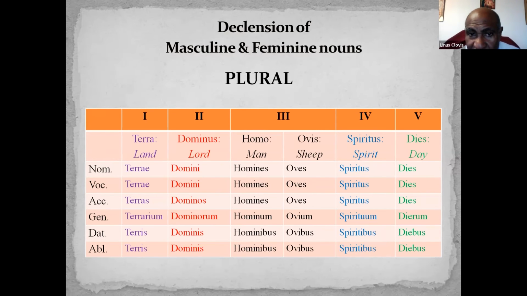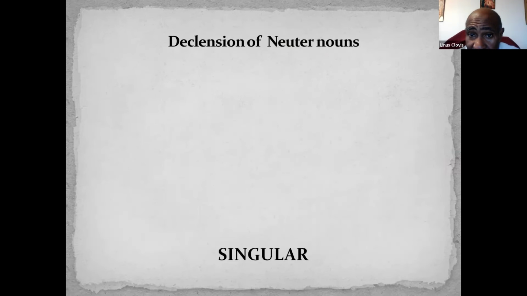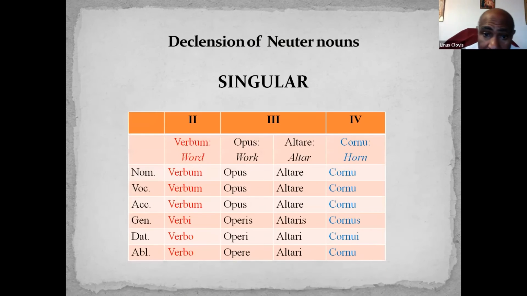Okay, so now for the neuters, singular again. Now remember, there are no neuter nouns in the first declension, nor in the fifth. So I only have them for the second, third, and fourth, which is presented. So again, the classic thing about the neuter, nominative, vocative, and accusative are the same. So we have verbum, verbum, verbum. Then the genitive is verbi. This with the end of the singular. And then verbo, verbo.